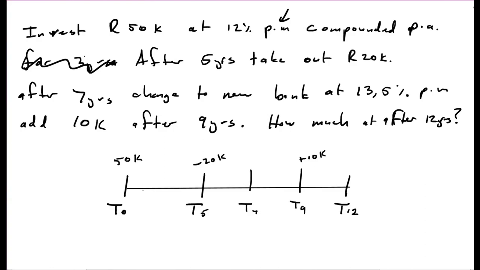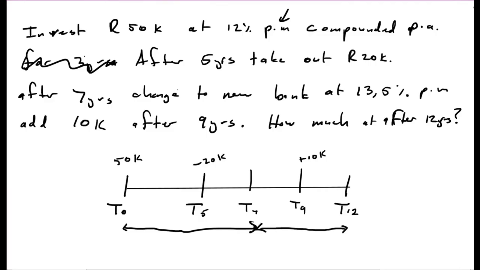Now let's sort out the interest rates. I've got my values, I've got my time, and now I need my interest rates. So 12% per month for 5 years. Oh, sorry, that's not true either, because the bank only changed after 7 years, isn't it? So here we go, all the way up to 7. And then the interest rate is going to change for that part over there.